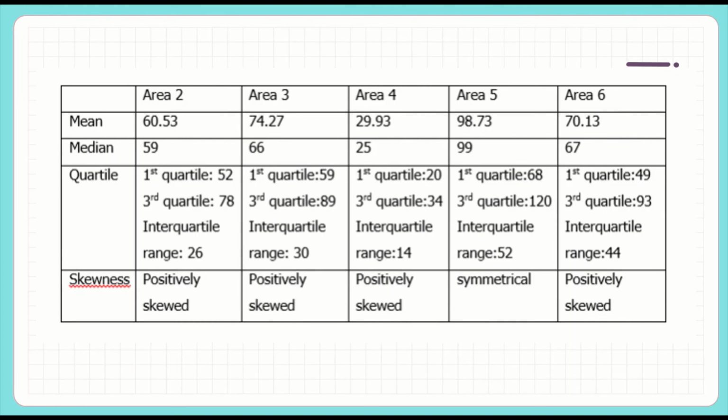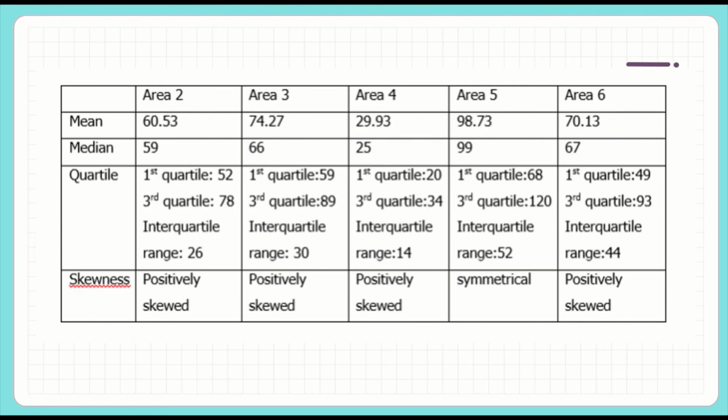As for the other areas, the way to solve the problem is still the same, where we need 4 main components, which are mean, median, quartile, and skewness. So for area 2, the mean is 60.53 and the median is 59. The first quartile is 52 and the third quartile is 78. So we got the interquartile range 26, while the skewness is positively skewed. For area 3, the mean is 74.27, the median is 66, the first quartile is 59 and the third quartile is 83, the interquartile range is 30, and last but not least, the skewness is positively skewed.